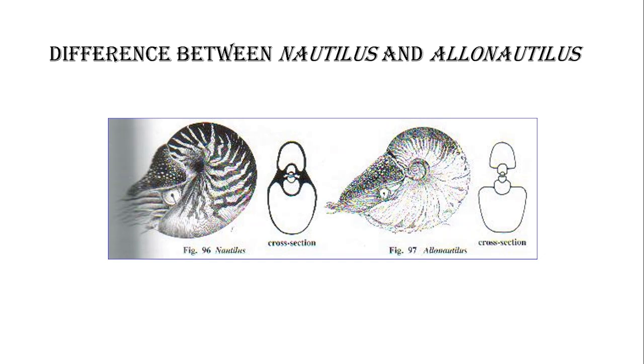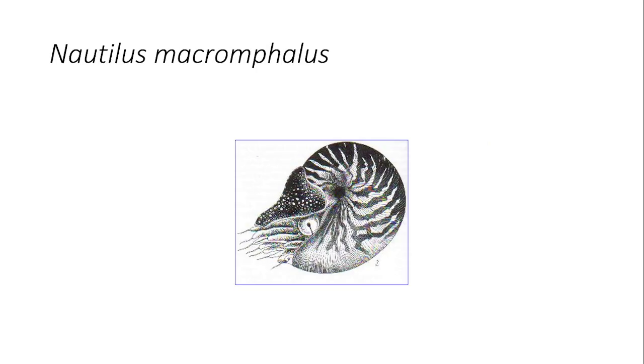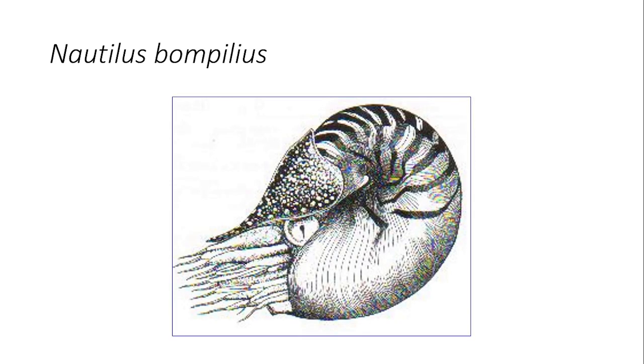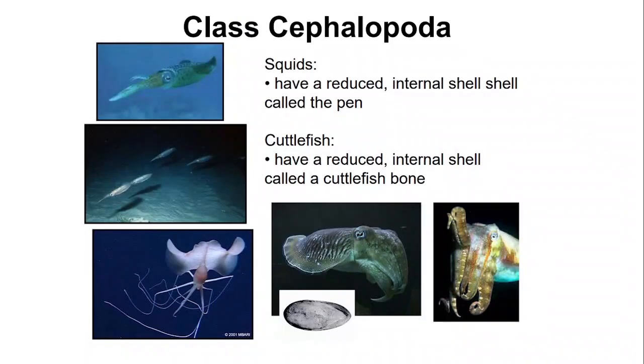You can see the first one is Nautilus and the other is Allonautilus. In the cross section of these species, we can see the internal portion of the Nautilus species and Allonautilus species. This species is called Nautilus macromphalus. The second one is Nautilus pompilius.